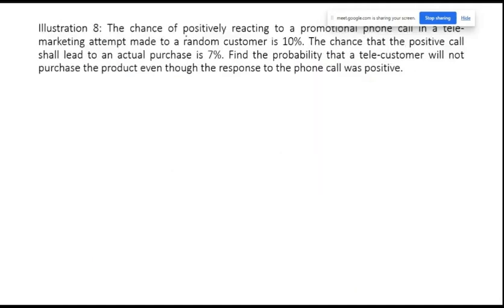Okay, let us go to this problem. The chance of a customer reacting positively to a phone call in a telemarketing attempt made at random is 10%. So what happens here is that let A be the event that a telemarketing call is positive. Positive means a positive response. That means someone calls you wanting to sell an insurance product. You talk to that individual, and say no, I am busy now, I am not interested. That is negative. So the approach of the customer was positive: he wanted to know about the product. So that is 10%.